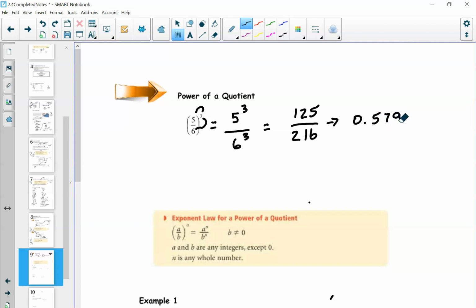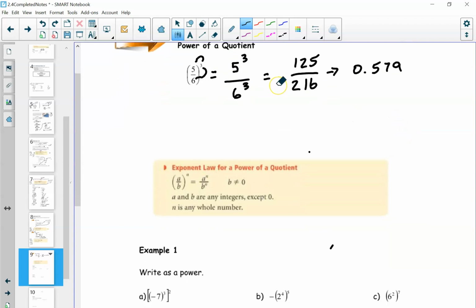Now, just as a thought experiment, I'm going to go 5 divided by 6, just like in our original question, and then apply the answer to the power of 3, and I should get the same thing, 0.579. So if I had just done 5 divided by 6 at the beginning, and then taken that decimal to the power of 3, I get the exact same answer. It's just a different way of writing it, but it's a lot neater because we've got nicer numbers here and here. So this is the exponent law for power of a quotient.